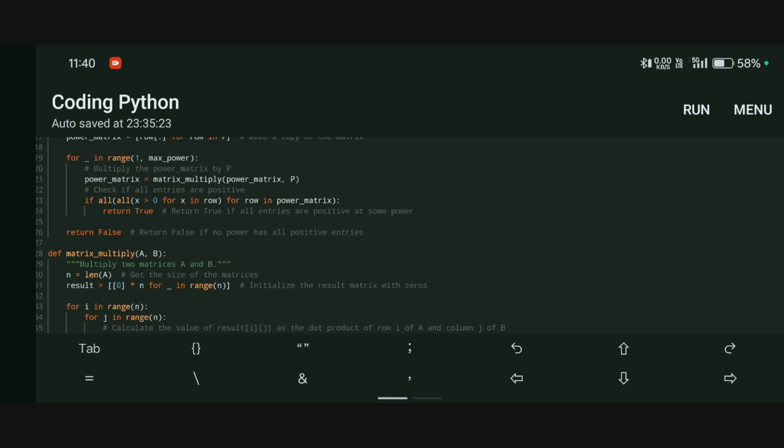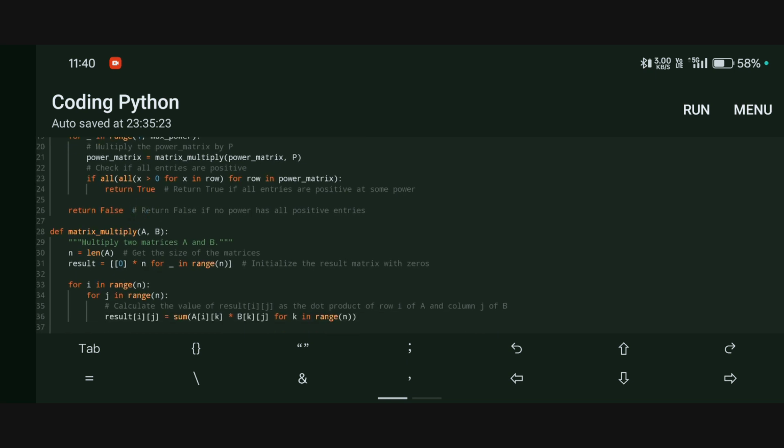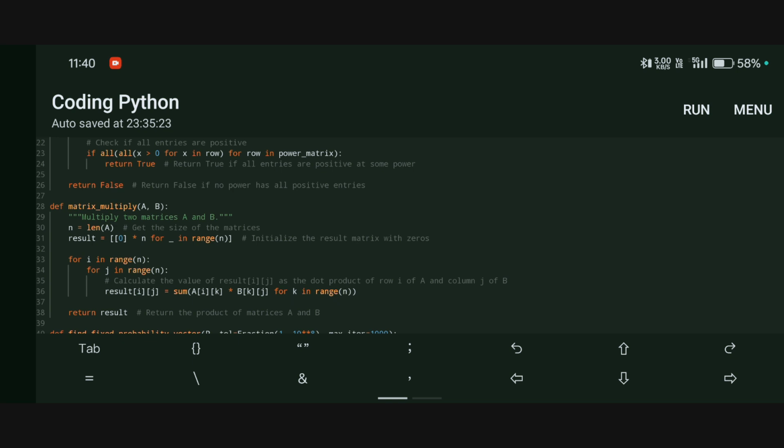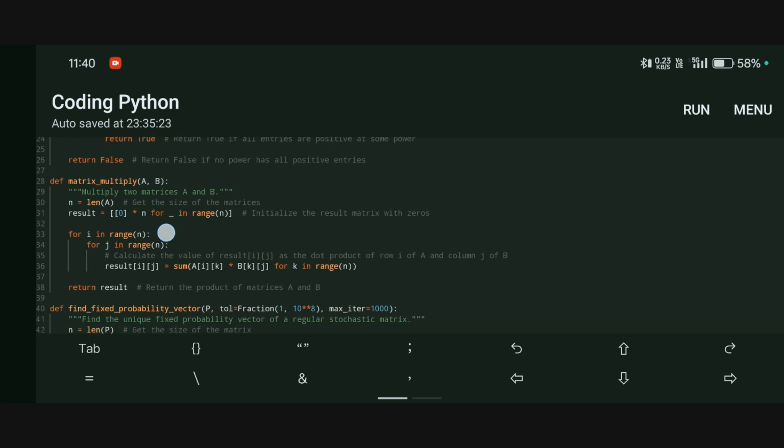Okay. Then we must check that the power is positive, so that's why we use an if condition. If it is positive, it returns true, else return false.